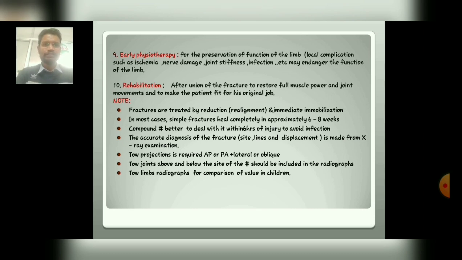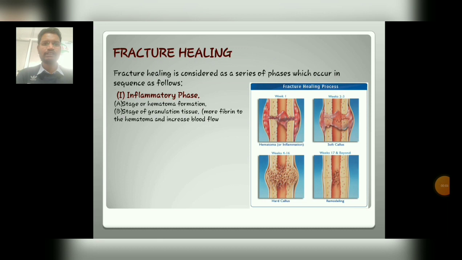Ninth is early physiotherapy interventions, for the preservation of function of the limb. Mainly the local complications such as ischemia, nerve damage, joint stiffness, infection, etc., may endanger the function of the limb. So early physiotherapy interventions are mandatory to preserve the limb functions. Then next is rehabilitation programs, after union of the fracture, to restore full muscle power and joint movements and to make the patient fit for his original job.